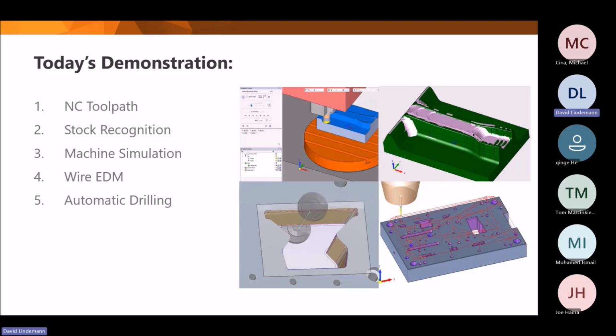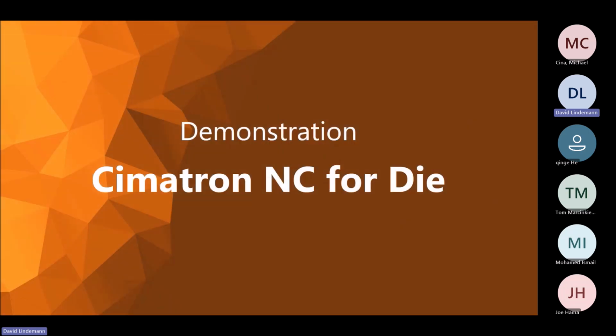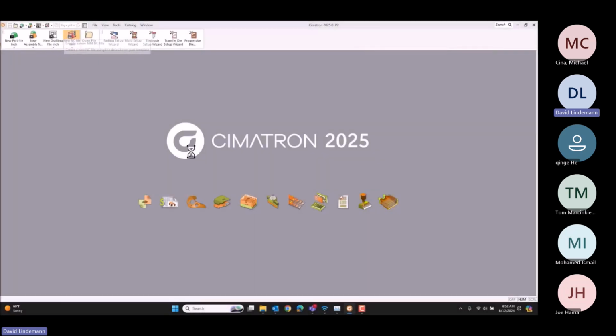One of the key features we have is the ability to keep stock recognition along the way with each tool path. We'll dabble a bit with the machine simulation, and then we've got two other products, well, not really products, but elements we need to deal with when it comes to die build, and that's, of course, wire EDM, and an important thing of drilling holes, things like that, that's so time consuming and tedious, and how we can automate that. So with that, we'll jump right into this.